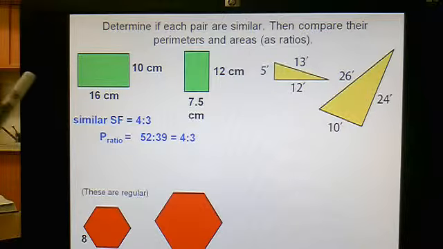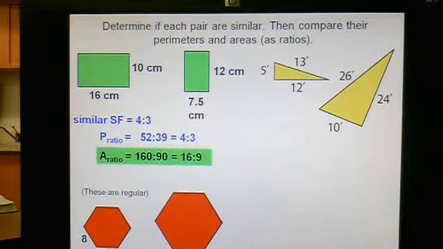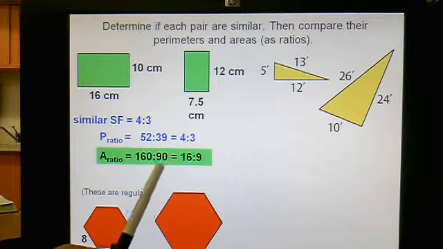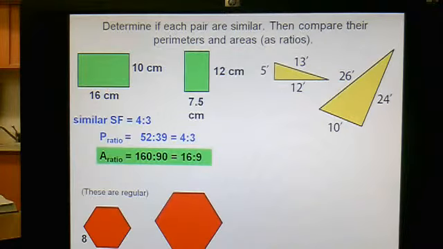Then you calculate the areas. This is obviously 160. Multiply on this one and you get 90. And of course you look at 160 and 90. Think about what that reduces to. That reduces to 16 to 9. And I'm hoping you eventually see sort of a connection between the scale factor and that. I'm not going to reveal it yet. We'll talk about it again in a minute.